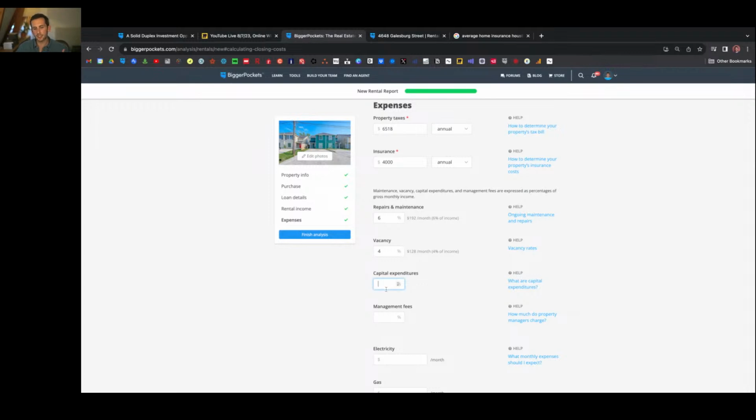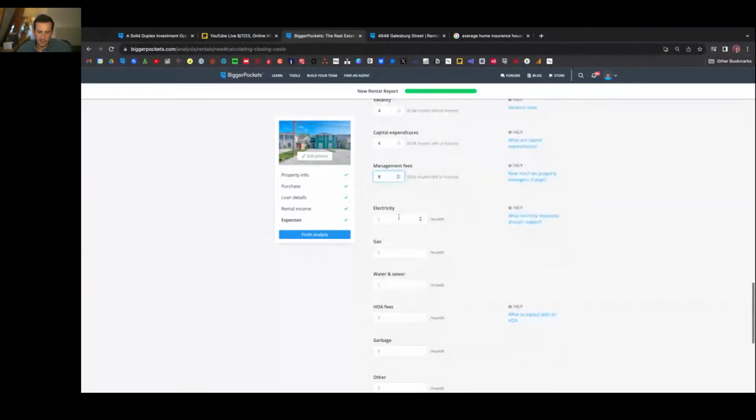Capital expenditures, I'm going to keep this low at 4%, because I don't think we need to spend a lot of money unless we're going to do a renovation. And then I'm going to put in management fees because I don't live in Houston. So we're almost done, guys, here.